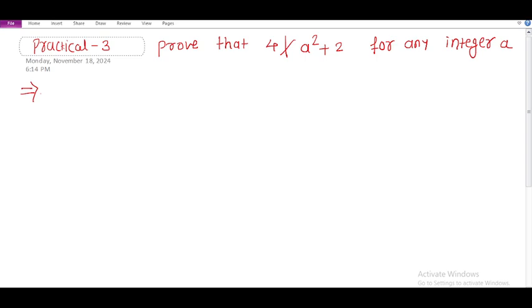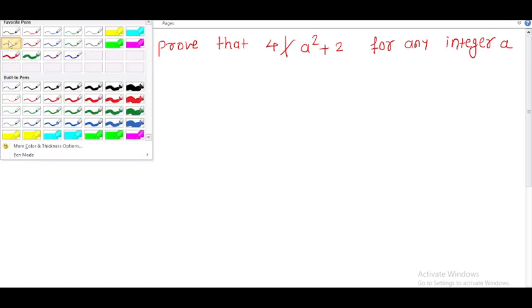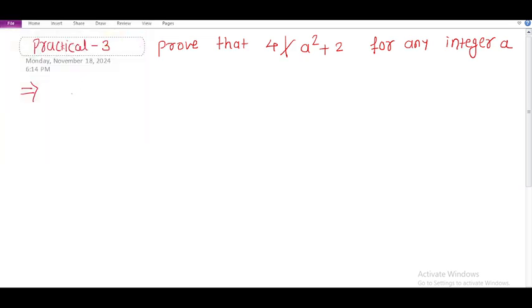Practical number 3. Prove that 4 does not divide a square plus 2 for any integer a. Now we can prove this by using contradiction.